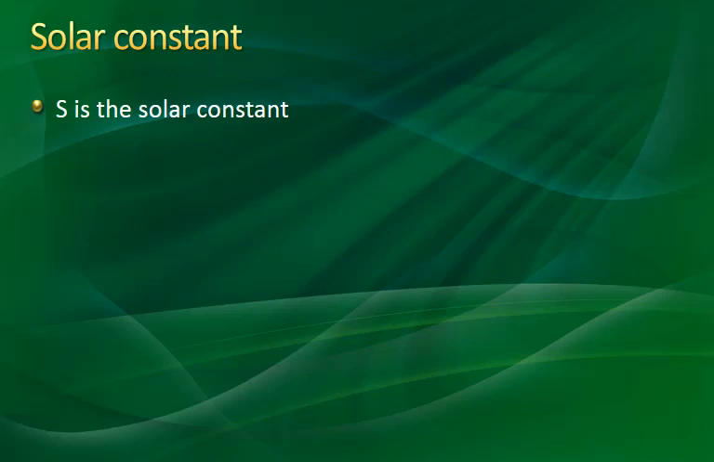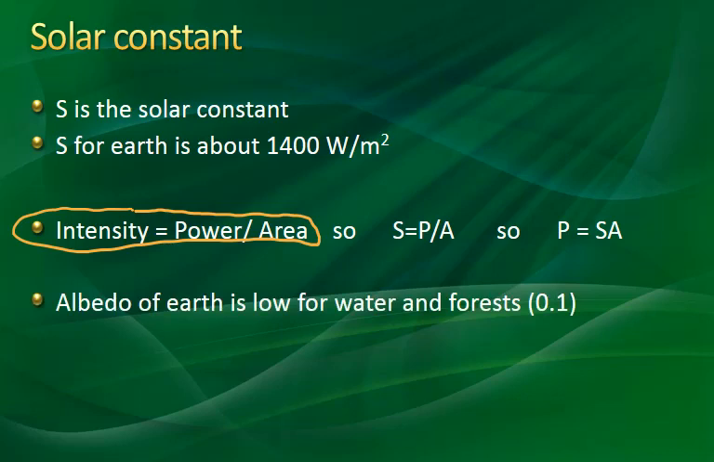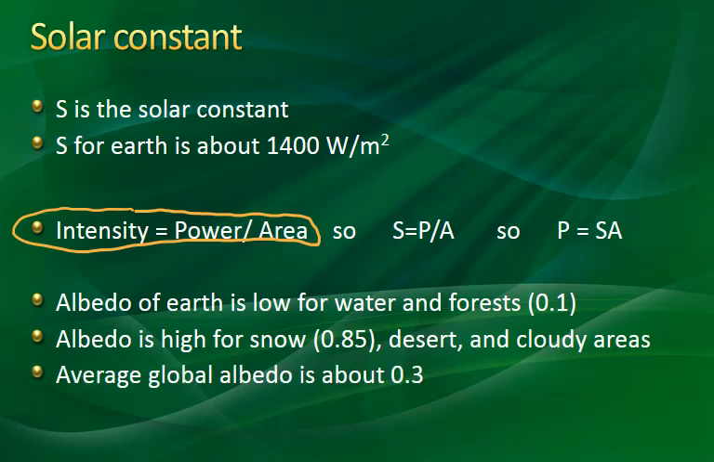So let's take a look at this here. The solar constant is S. For Earth, it's about 1,400 watts per meter squared. Intensity is power over area, so the solar constant is power over area, and power equals the solar constant times the area. The albedo for Earth is low for water and forests, so mostly absorption there, but the albedo is high for snow, desert, and cloudy areas, where the light bounces off. The average albedo for the Earth is about 0.3.